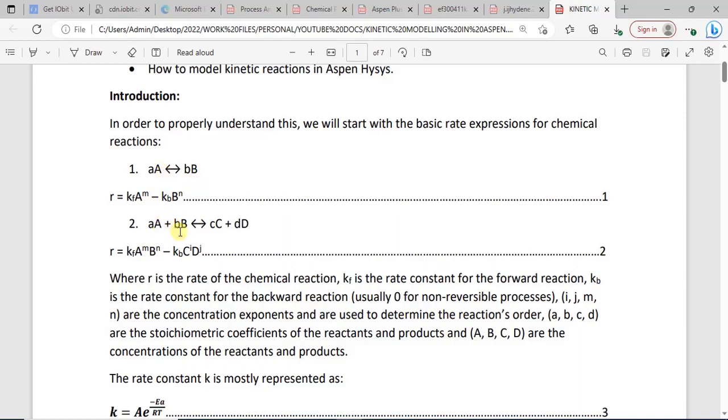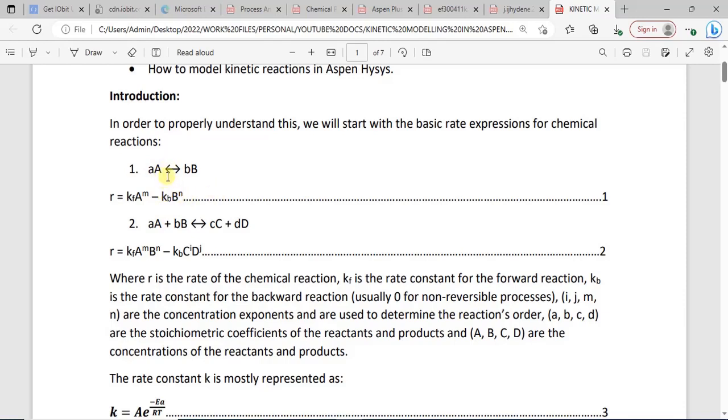The second one is where A plus B gives you C plus D, and it is also a reversible process, so C plus D also gives you A plus B. Now, these reactions can be specified in terms of their rate expressions. You can generate rate expressions for these reactions as regards their kinetics.